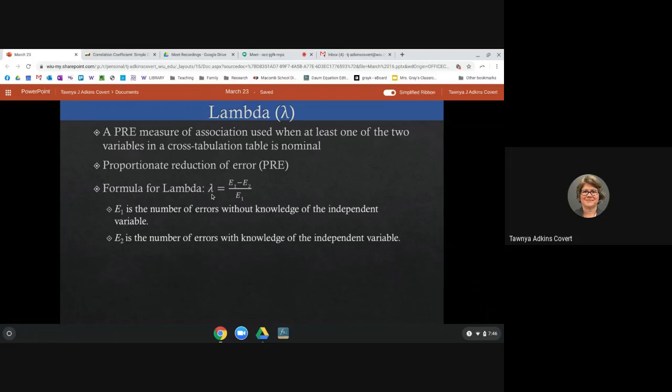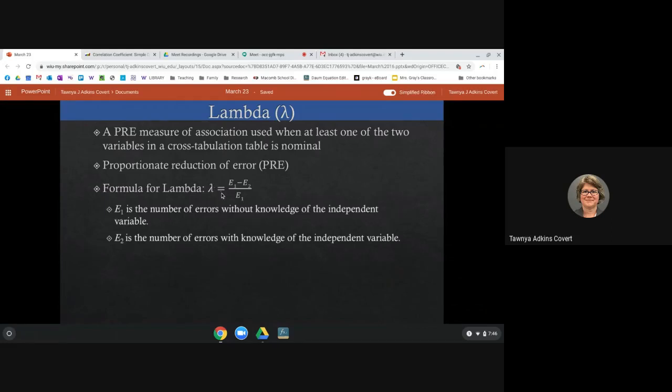So here's the symbol for lambda, and it is equal to E1 minus E2 divided by E1. E1 stands for the number of errors we would make if we didn't have knowledge of the independent variable. So if we only had our dependent variable, this is how many errors we would make by not having that additional information. And then E2 is the number of errors we make when we have knowledge of the independent variable, so if we're able to see how those two variables are contingent or associated with each other.